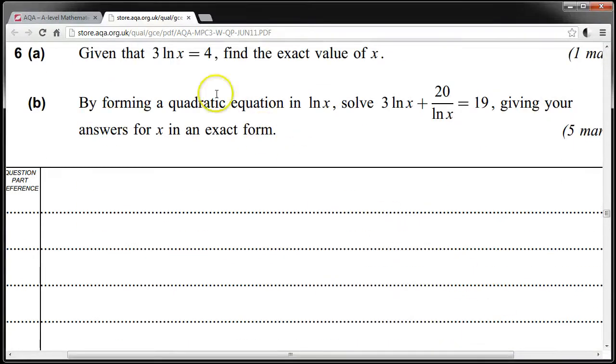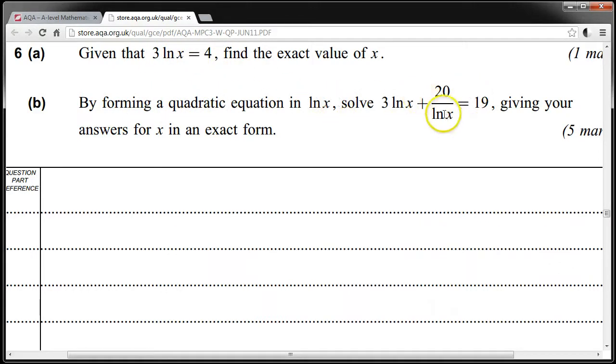Here's a log question, nice and easy, because you just unwrap the log, the 3 comes down, then log of x is 4/3, and then the log base number swings down, hits the 4/3 in the air, so x is e to the 3/4. So that's very easy to do.